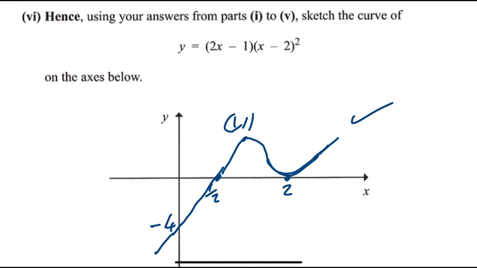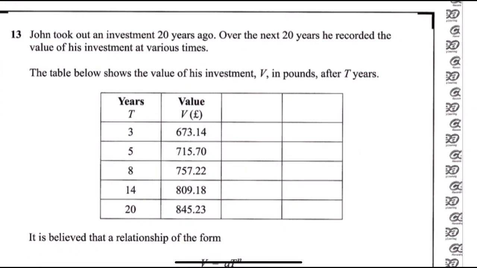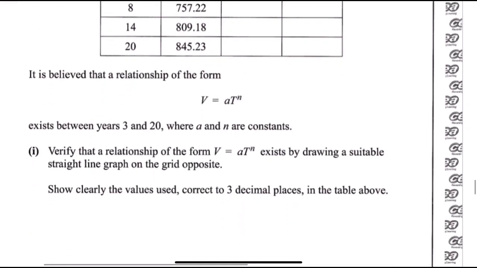Okay, two more questions to go, just. Right, it says John took out an investment 20 years ago. Over the next 20 years, he recorded the value of his investment at various times. The table below shows the values of investment V in pounds after T years. It is believed the relationship forms this. Verify that this relationship is formed by drawing a suitable graph.